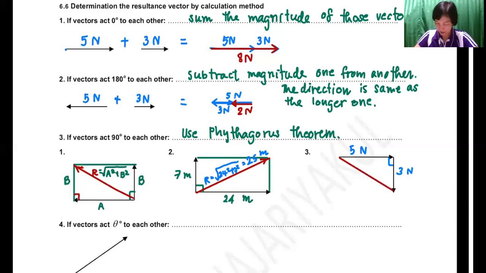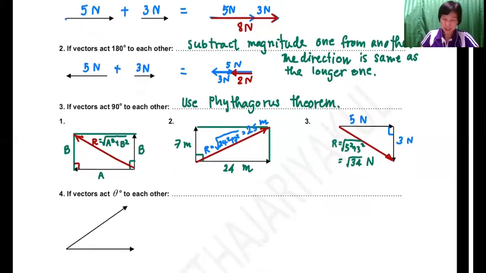So this is the direction and magnitude of our resultants, and it is equal to the square root of 5 squared plus 3 squared, or square root of 25 plus 9. 25 plus 9 is 34 Newton. Okay, next, number 4, I mean case 4.